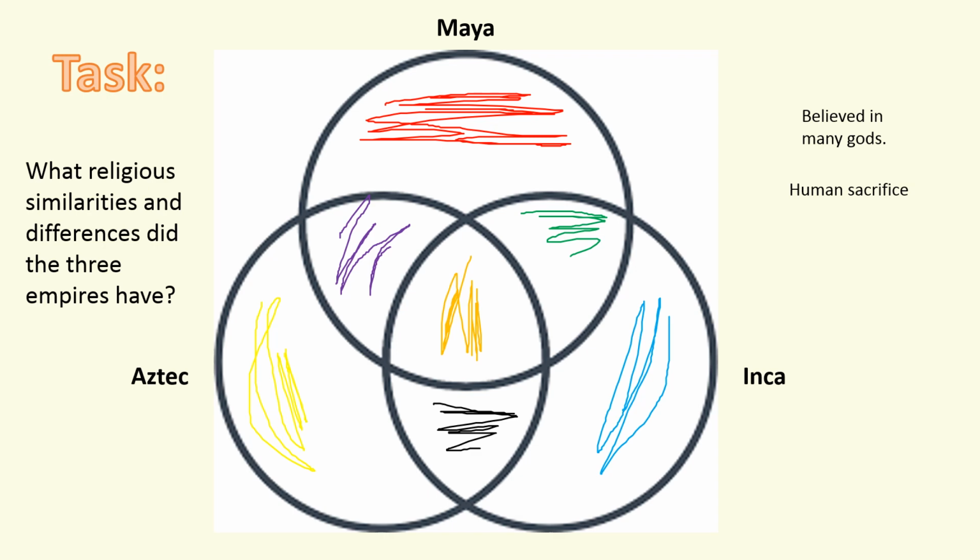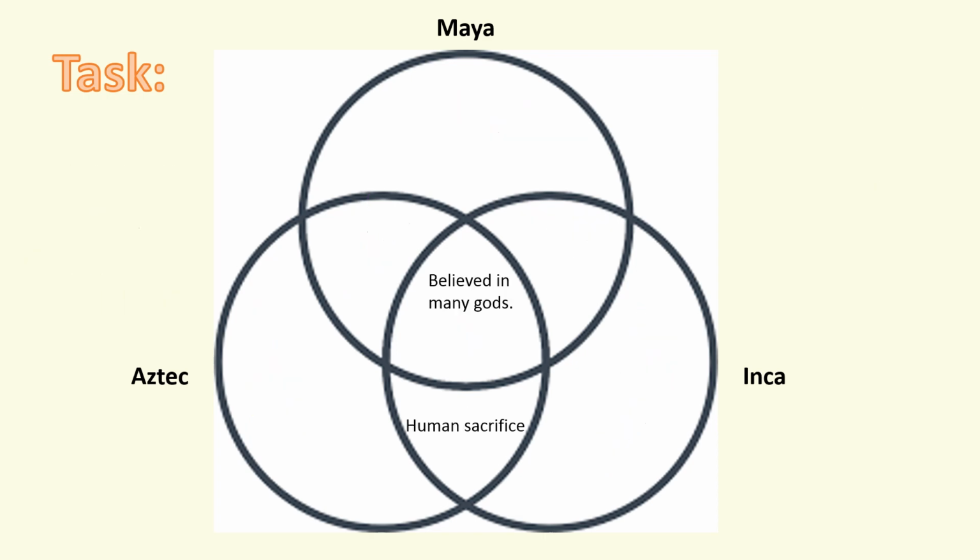Believed in many gods and human sacrifice. Where would they go? As we know, they all believed in many gods, so it would go over here. It's shared by 3 of them. And human sacrifice is only shared between the Aztec and the Inca.